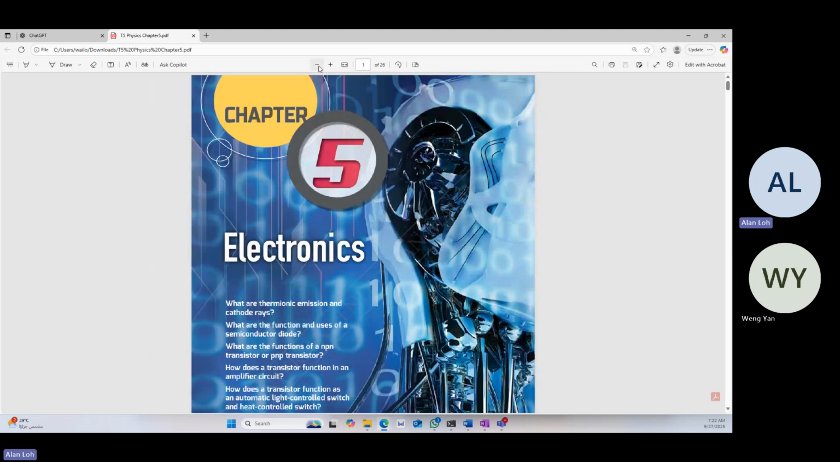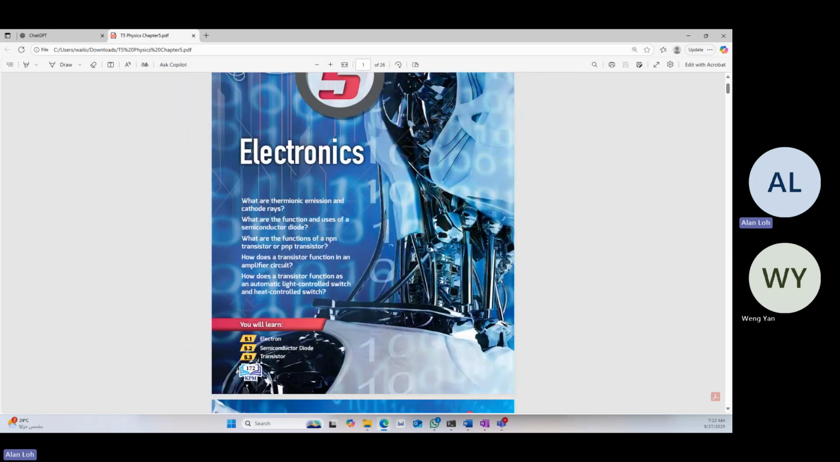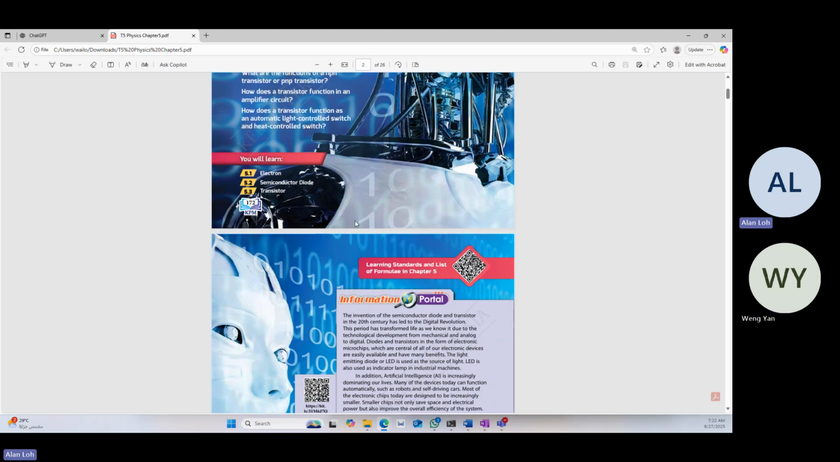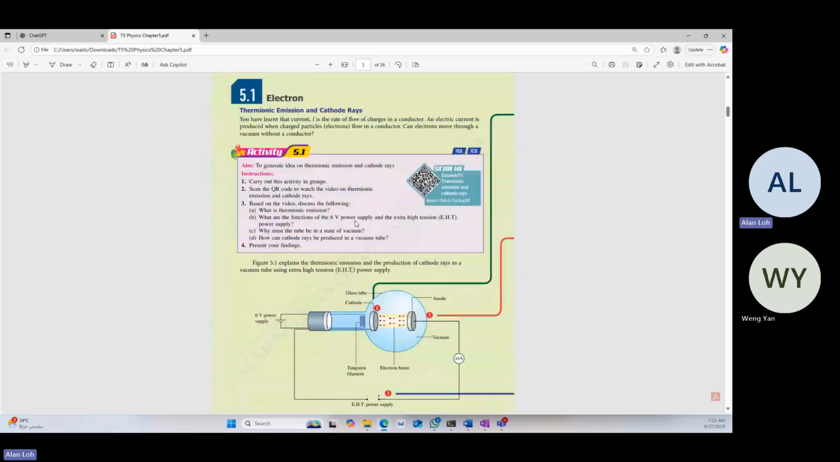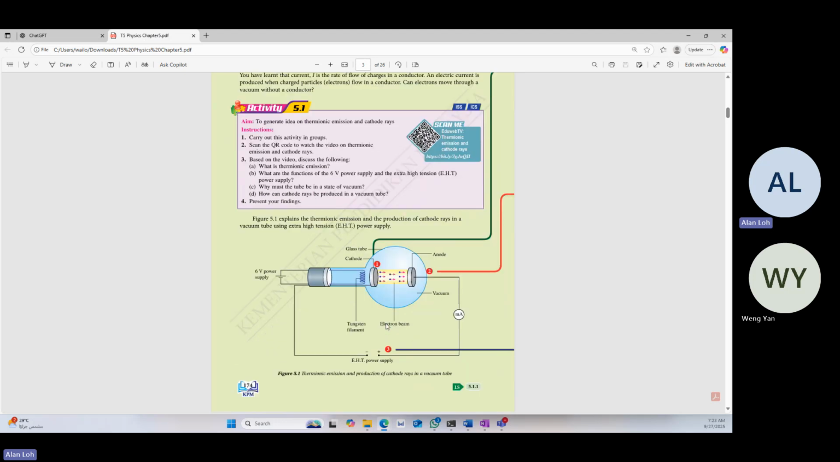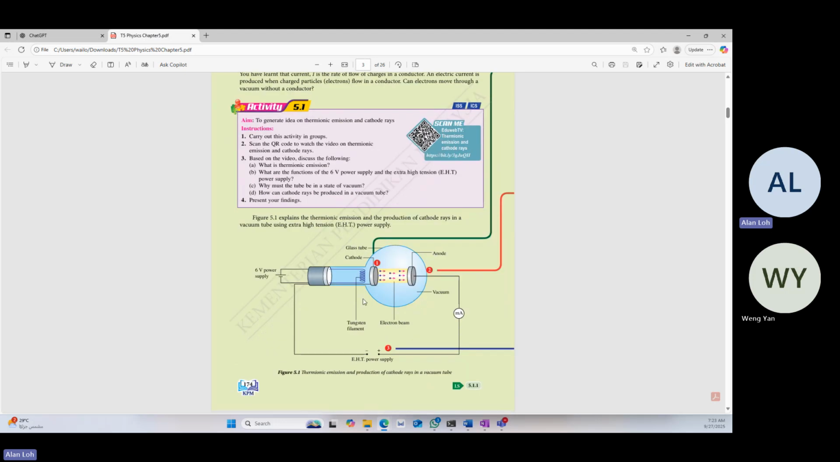Zoom it out first. So there are 3 drawers: electron, semiconductor diode, and transistor. And this is talking about the introductions. The first drawer, we have the electrons, and it's talking about the experiment of the cathode, the forming of the cathode rays, and there's a vacuum. And why they put this 6-volt power to the tungsten is because they are creating electrons, to release the electron to go from here to here.